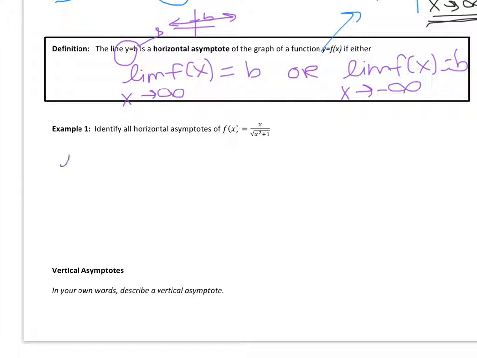So we need to figure out the limit. It's asking us to identify the horizontal asymptotes. So based on our definition, we need to calculate the limit as x approaches infinity of x over the square root of x squared plus 1.